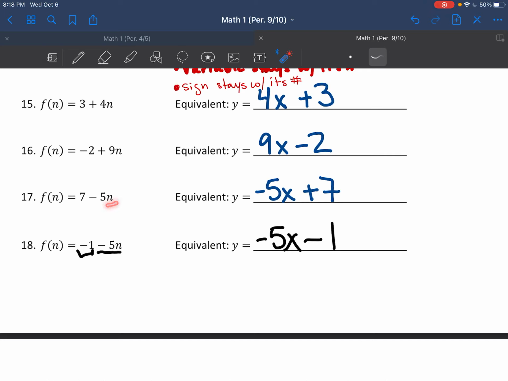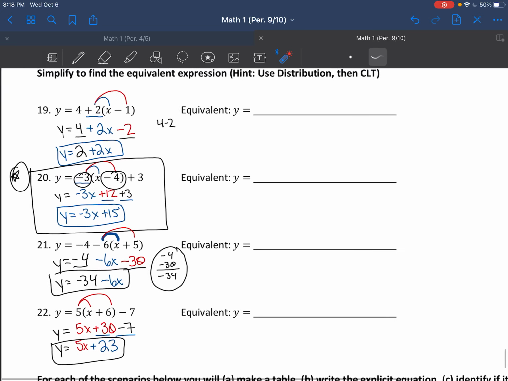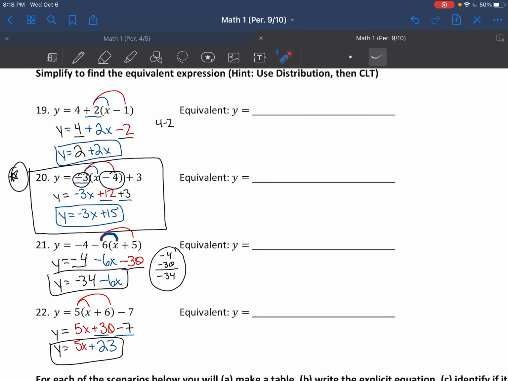N is with my 5. X still is with my 5. The negative in front of my 5 stayed with the negative in front of my 5. This 7 was positive up front, so I make sure to keep it positive when I rewrite it. Here are all the answers for 19 through 20.